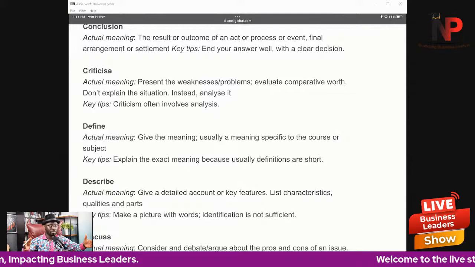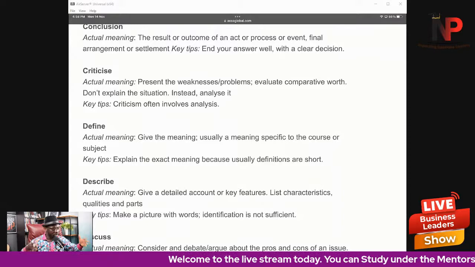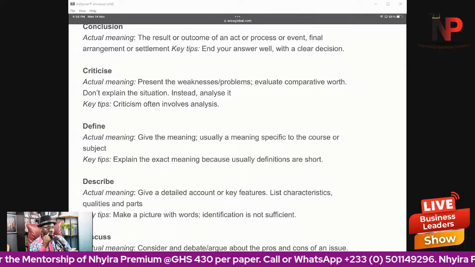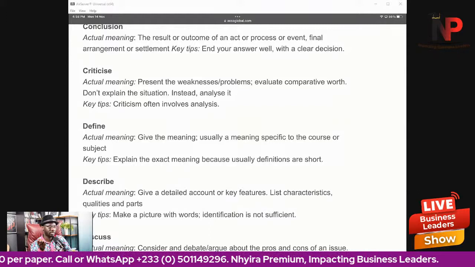So criticize means that you are coming in from the position of negativity. Are you getting the idea? You are coming in from the position of negativity and finding out what is wrong or what is negative about the question, about the scenario, about the situation that you are presented with. That is the idea about to criticize, present the weakness.